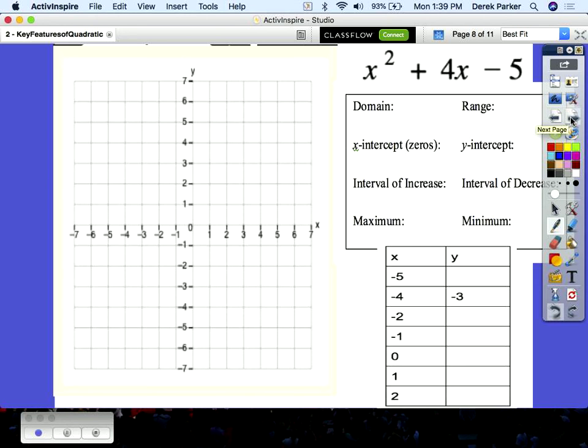Now, let's do one together. x squared plus 4x minus 5. So I'm going to go to the y equals part of my TI-83, and I'm going to pop that in, and I'm going to get the graph. Now, I'm actually going to graph it on here. (-1, -8), can't do that one, but (0, -5), I can. (-4, -5).